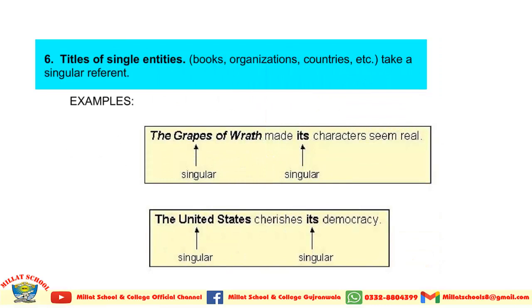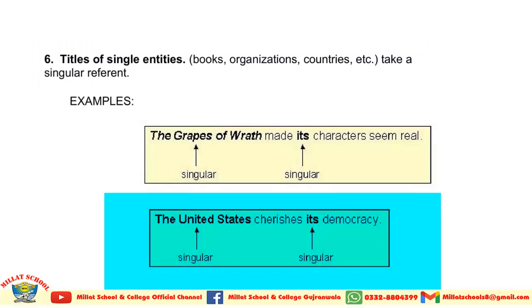Now I am coming towards the titles of single entities, for example, books, organizations, countries, etc. These take a singular referent. If you are going to represent the title of a single entity, then you have to use a singular referent. For example, the United States cherishes its democracy. Again, I am going to read this example: the United States cherishes its democracy. Here, United States will be taken as a singular pronoun, so we are going to use a singular referent for it.